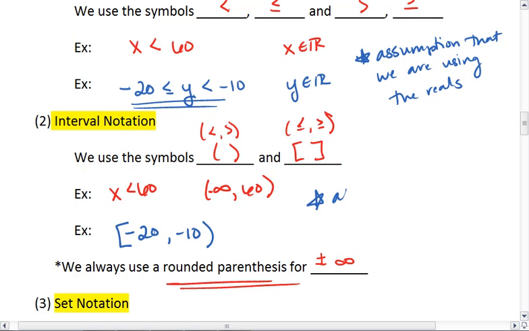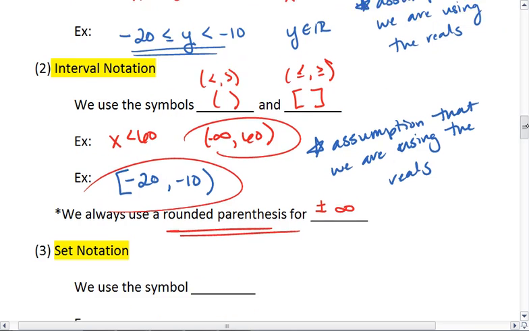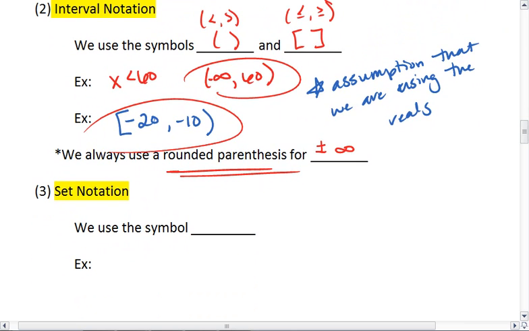Again, the assumption here is that we are using the reals, unless we indicate otherwise. But these two are our interval notations. So what happens when we want to use something other than the reals? Well, this brings us to set notation, which is where we use these curly brackets.